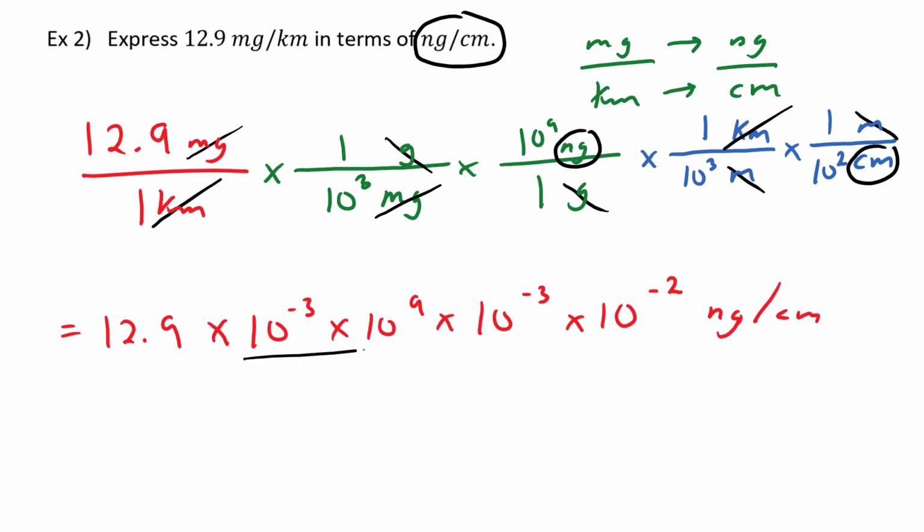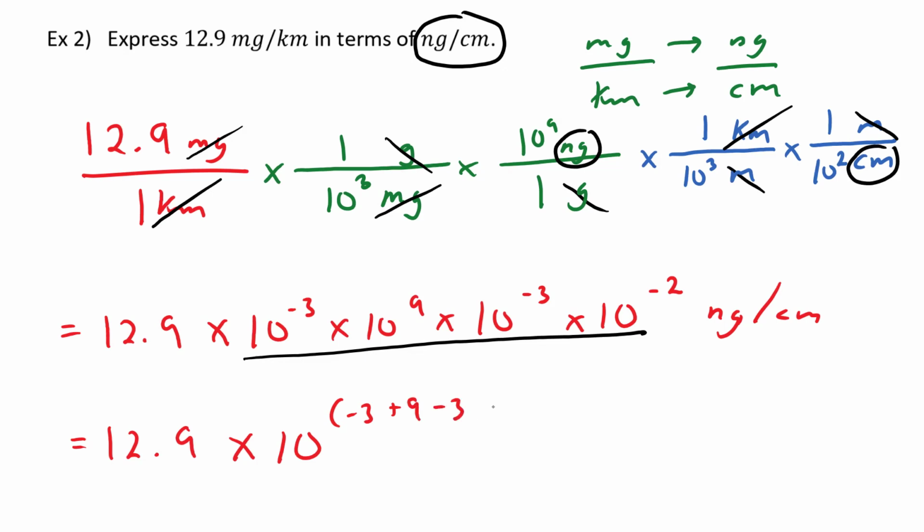We will now combine all of these together. Do you see how important it is that you fully understand your exponent laws? 12.9 times 10 to the, I'm doing -3 plus 9 minus 3 minus 2, nanograms per centimeter. Now, you don't have to show that step. I'm just doing this extra step to make sure I don't lose you.